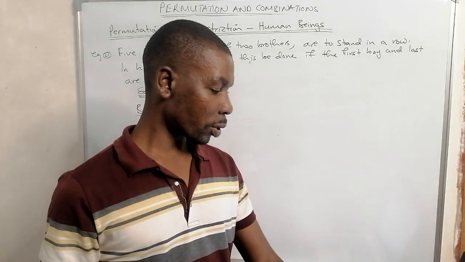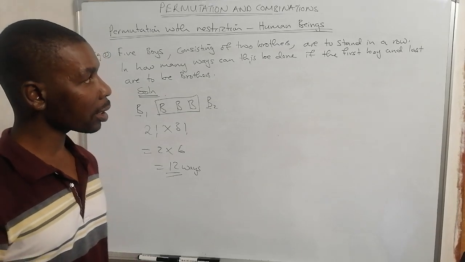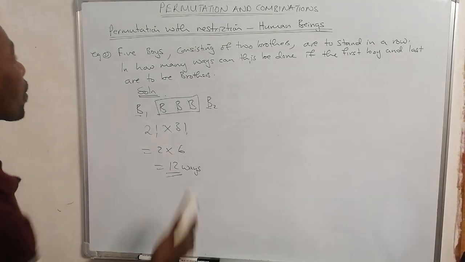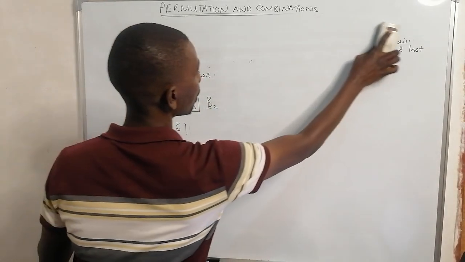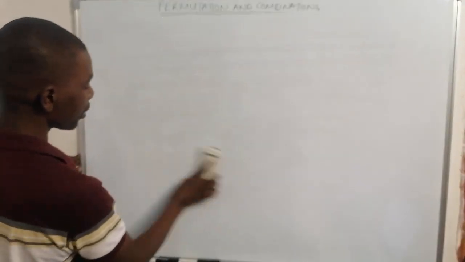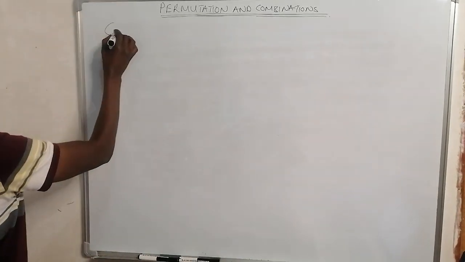Now we want to move on to combinations. Remember, we were talking about permutations. Remember, the topic is permutation and combinations. Right, combinations.